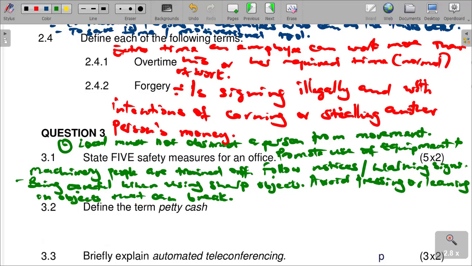And then also people must not press against breaking objects. And do not cause unnecessary screaming. People must not just scream when they are at the workplace. That might cause people to panic and result in accidents. So all practices that might result in accidents must be avoided.